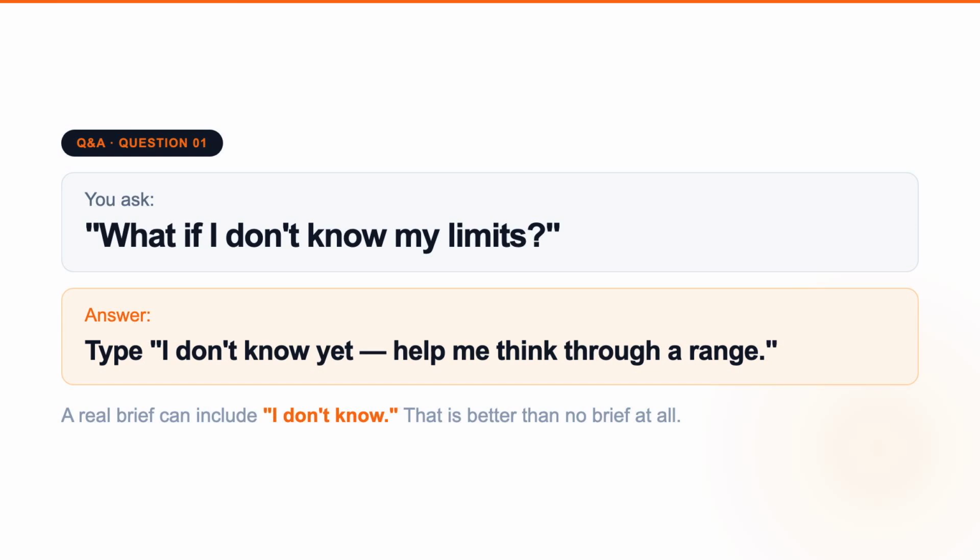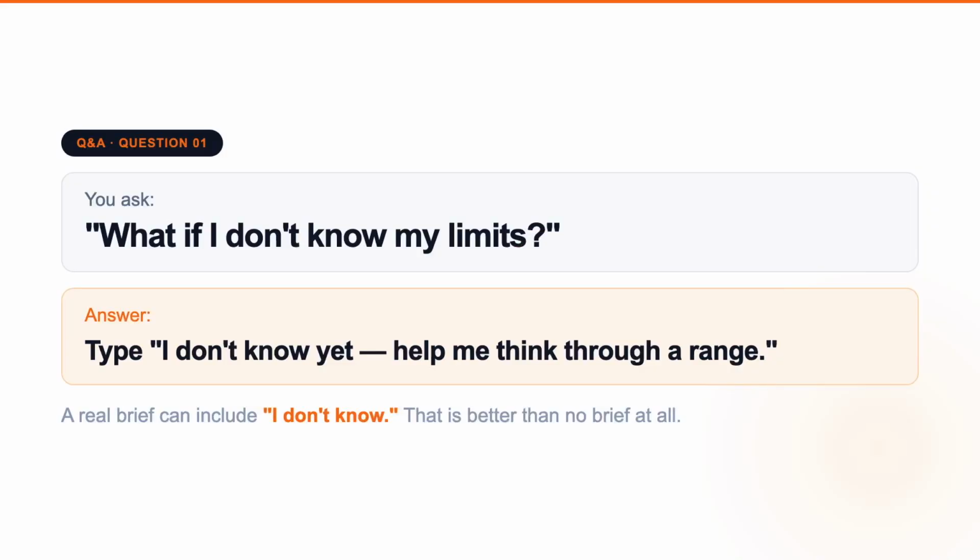Now here's the part that I promised, where I get to answer the questions that I think we've not yet addressed so far. You may ask, what if I do not know my limit? Remember the part that we talked about earlier, the limits? Just type, I do not have a set budget yet. Help me think through a range. A real brief can include, I do not know. That's better than no brief at all.